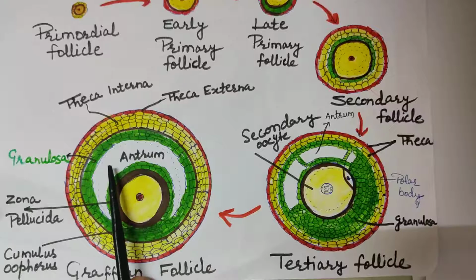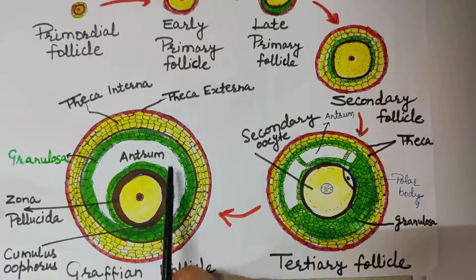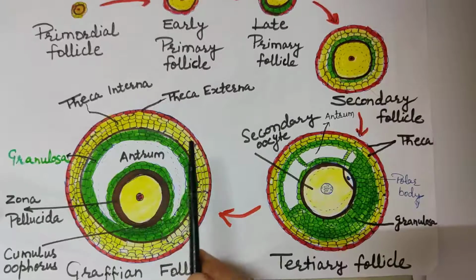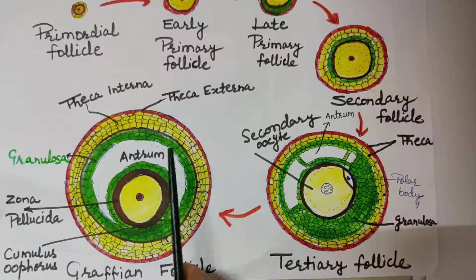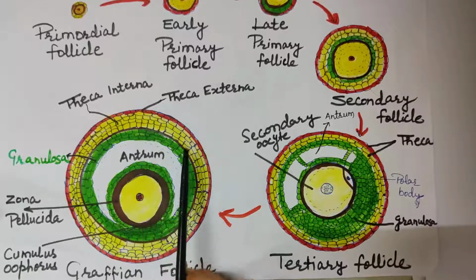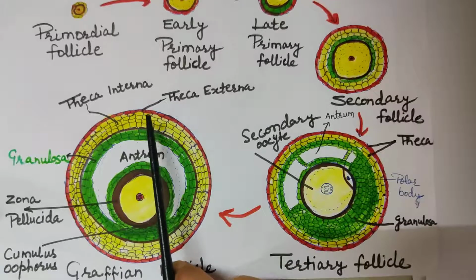Because of accumulation of fluid, what happens? Shifting of the oocyte to one pole happens. It is shifted to one pole of the follicle. Clear? Now, because of creation of the cavity inside, because of filling of that fluid inside, what happens? Granulosa cells arrange themselves into layers. Clear? Outermost, that differentiated into two layers, theca externa and theca interna.